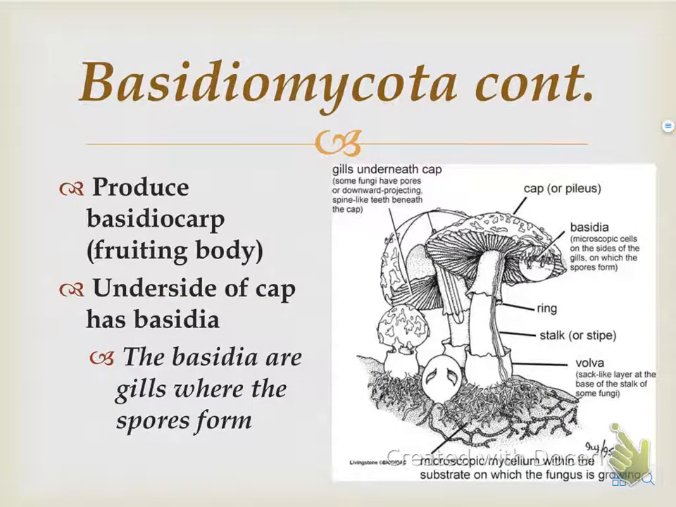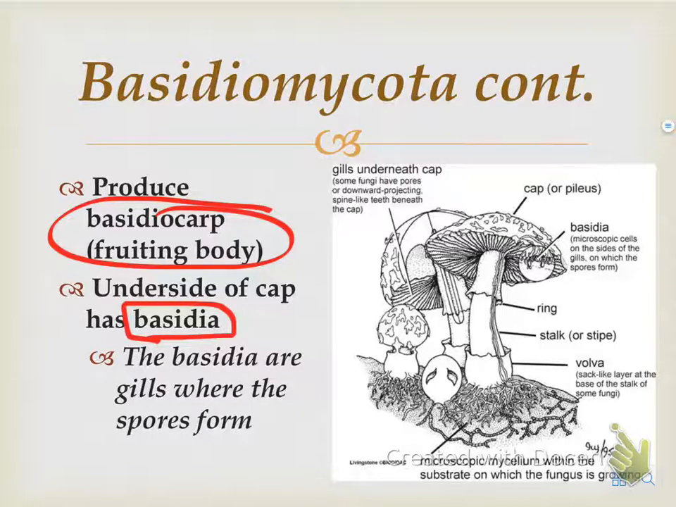We will get into this much more when we dissect a mushroom, but the basidiocarp is the fruiting body, and the underside is the basidia. Okay, this is where all the spores are. So the basidia are all these gills under here, and all the spores come from there, and they go out and get released into the environment.